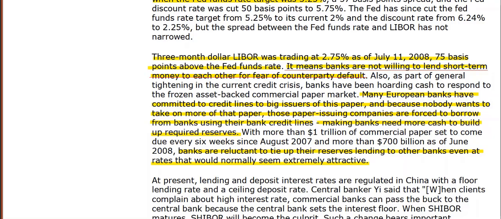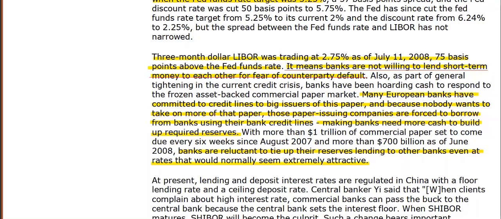That's how come they had to do it. The paper market was actually frozen, which is why you had to have TARP, and Obama came into office, and there's a whole big backstory behind that. I'm not going to go into it here. Many European banks have committed to credit lines to big issuers of this paper. You had to, in other words, European central banks had to step in and actually become liquidity for this paper, because the normal banking system couldn't be done between banks anymore.